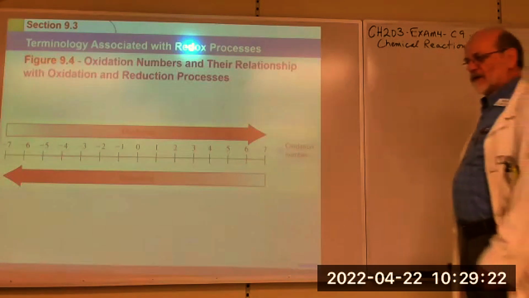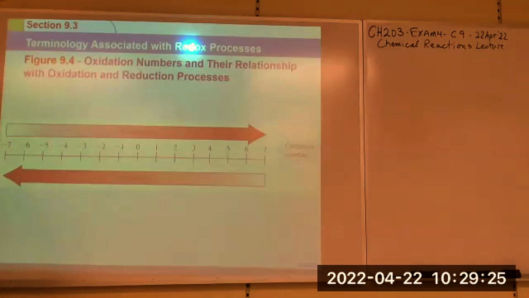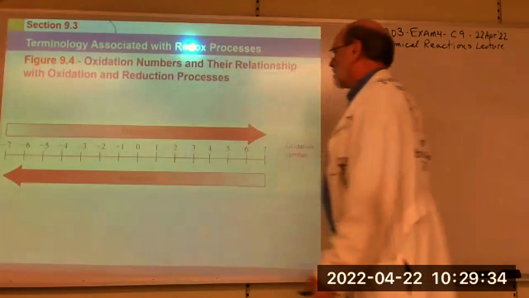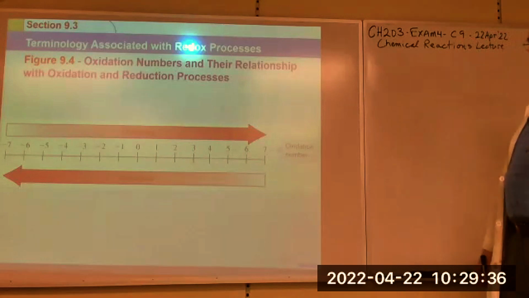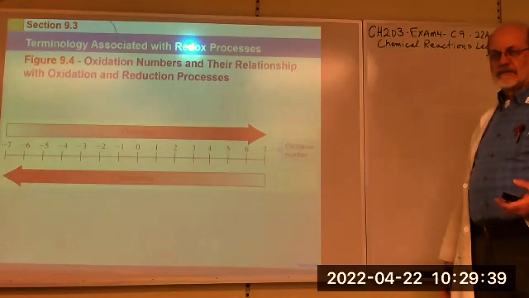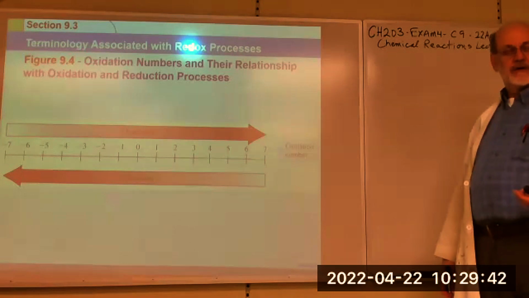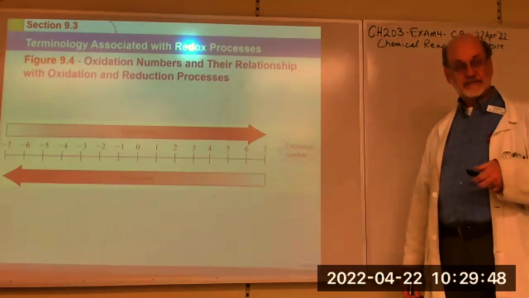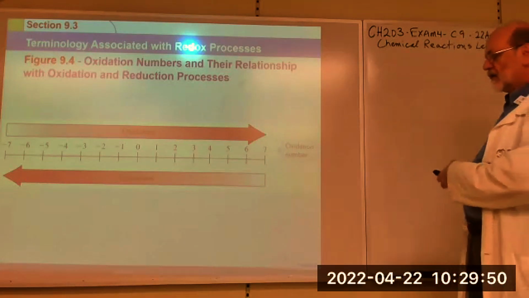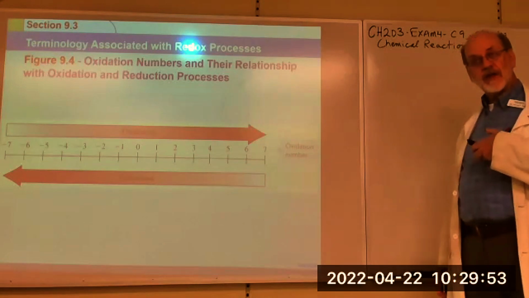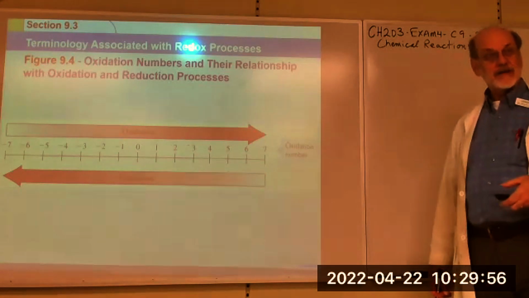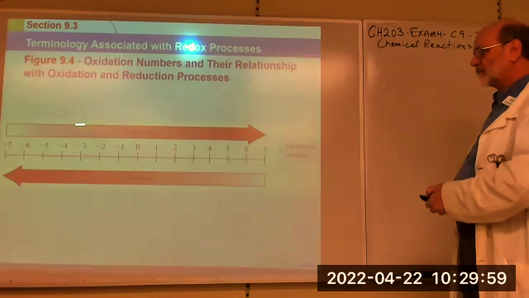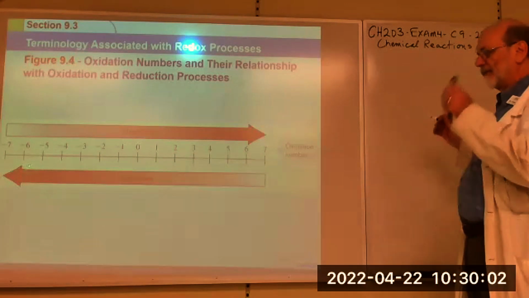All right, this is what the authors of your book think is helpful. I don't know if it is or not. So when you have oxidation, the oxidation number increases. Oxidation is loss, so that makes sense. The number has to get larger or more positive because you're losing electrons. And if you're gaining electrons, the oxidation number of that element gets more negative. That's all this is showing you. Oxidation goes this way, reduction goes that way.